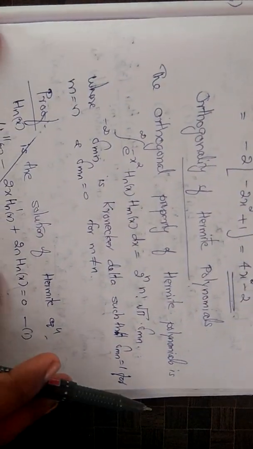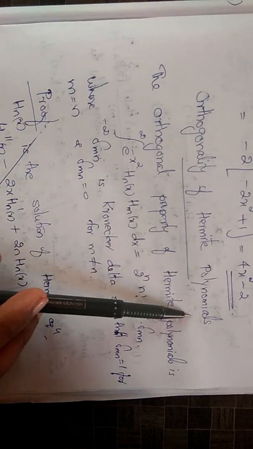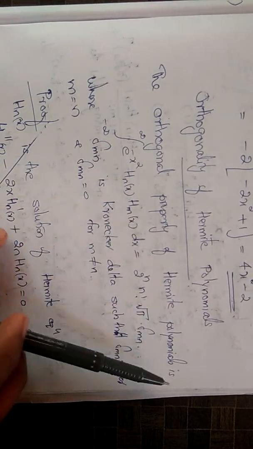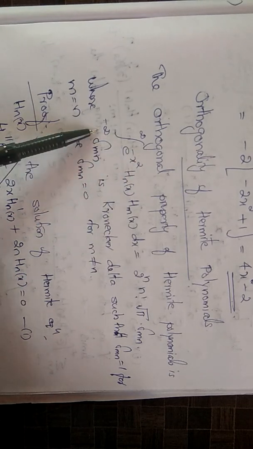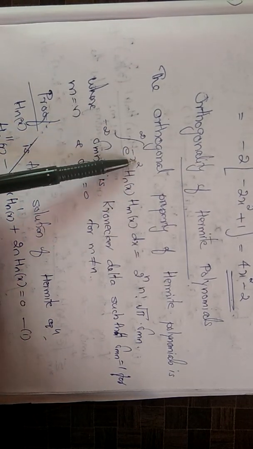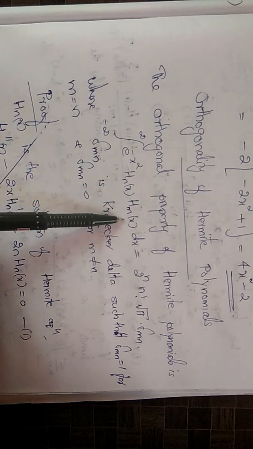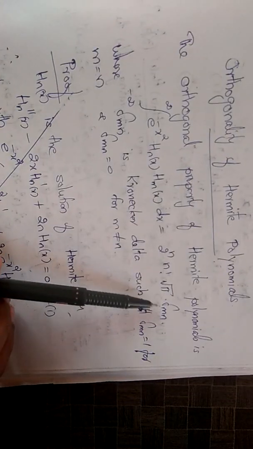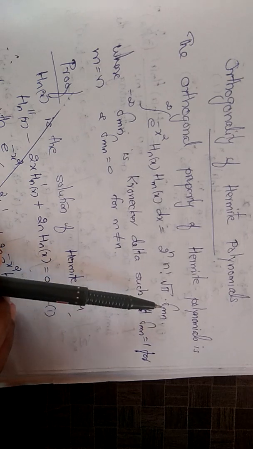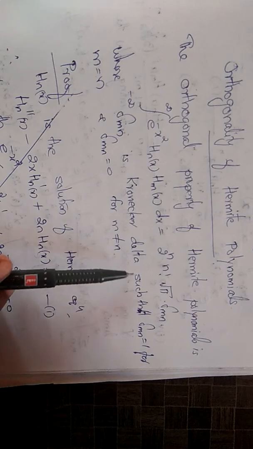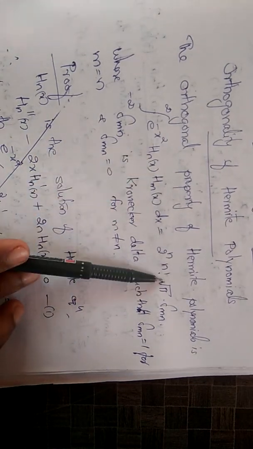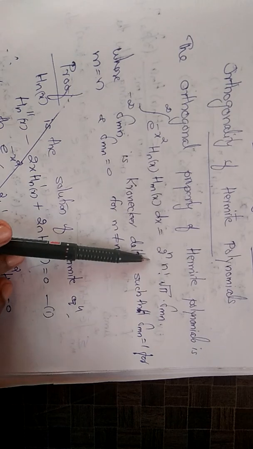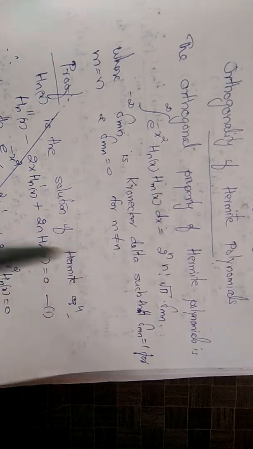Now next we will move on to the orthogonal property of Hermite polynomials. The orthogonal property is defined as the integral from minus infinity to plus infinity of e^(-x²) Hn(x) Hm(x) dx equal to 2^n n! √π δmn, where δmn is the Kronecker delta. The value of δmn is 1 if m is equal to n, and 0 if m is not equal to n. Now we will try to prove the orthogonal property of Hermite polynomials.